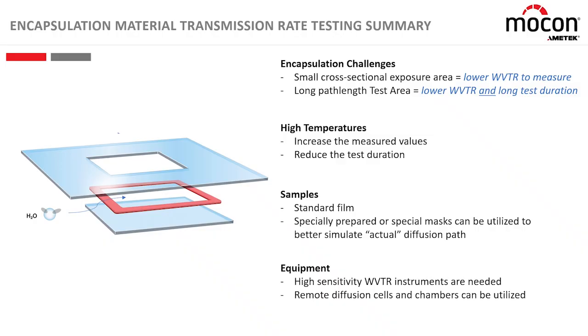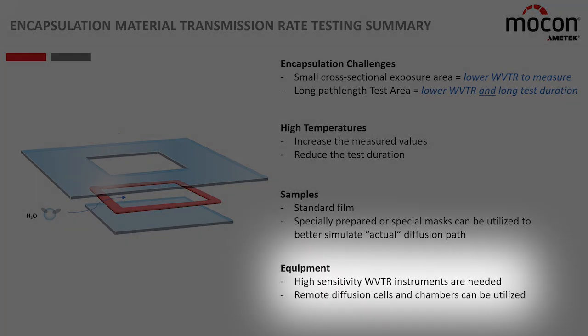So you have to really think about that. How am I ranking the materials, but also how are they being utilized, and how to really understand that encapsulation, what's coming through it. A core piece of this is really the equipment needs to have a very high sensitivity water vapor instrument. MOCON's Aquatran 3 with our P205 sensor is like the industry leader. And also the use of remote diffusion cells and chambers, if you're doing the high temperature testing, are commonly utilized as strategies to get numbers through these materials.